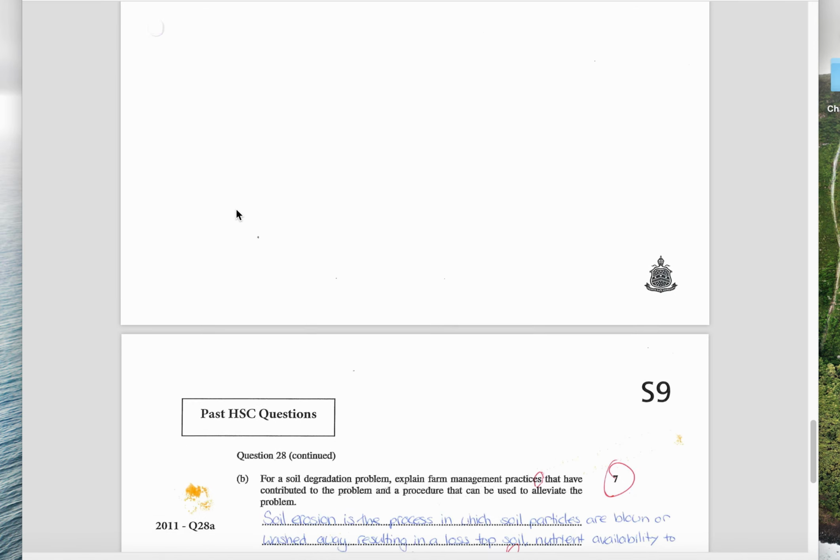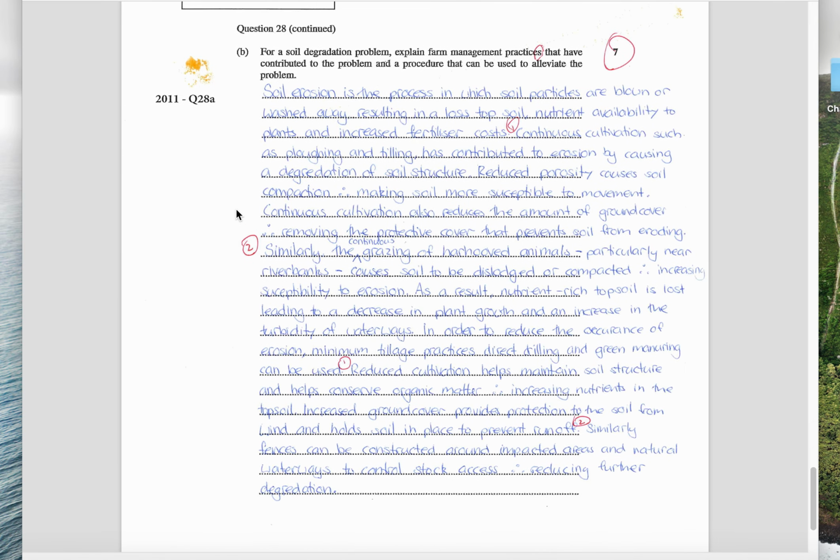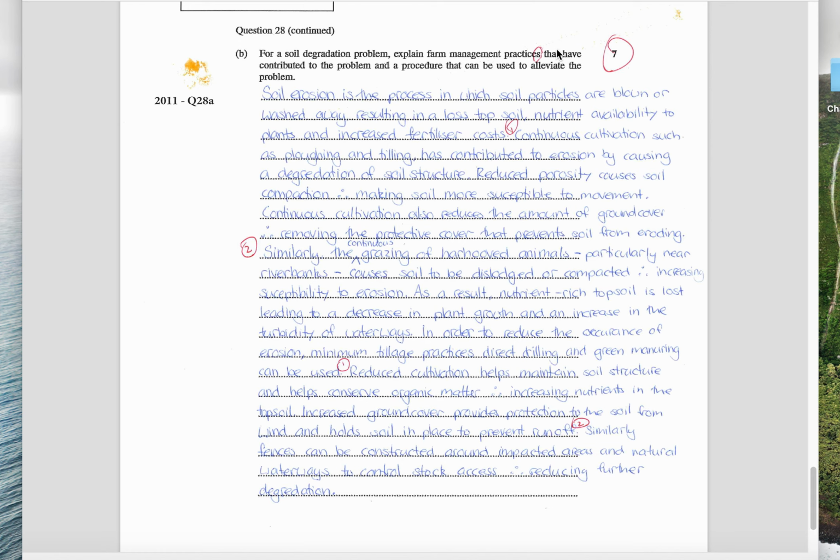And this question, for soil degradation problem: explain farm management practices that have contributed to the problem and a procedure that can be used to alleviate. So Ruby's answered this one, and you can read it, but it's got 2 things that have caused it to occur and 2 things to alleviate the problem.